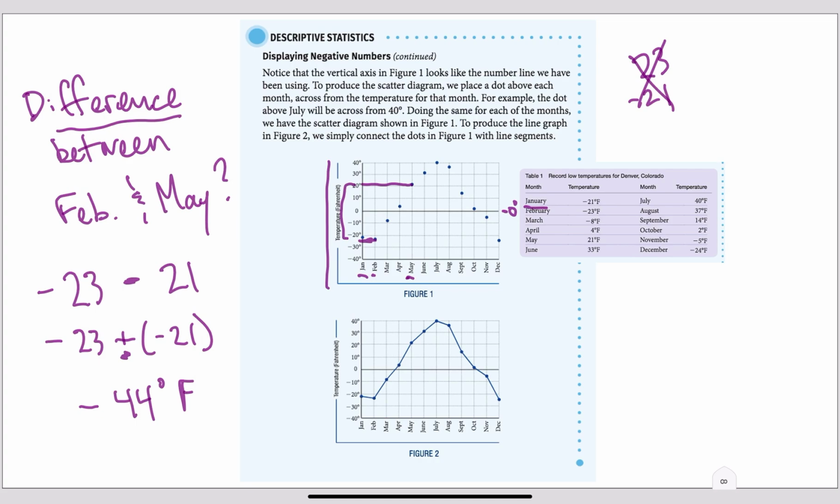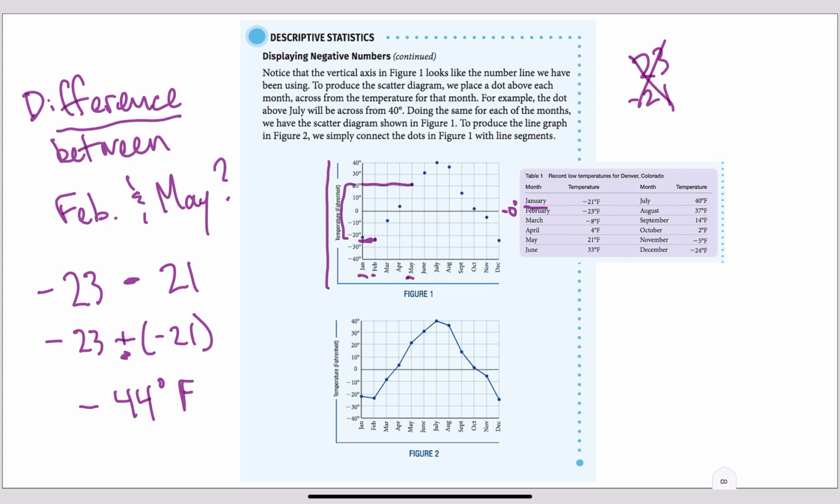Now the question is, why the minus? Well, if you're starting from May and thinking, how much cooler is February? Then February is 44 degrees cooler than May. But if you were to start in February, you'd be thinking, actually May is 44 degrees warmer than February. So it all depends on which month you're using as your reference month.